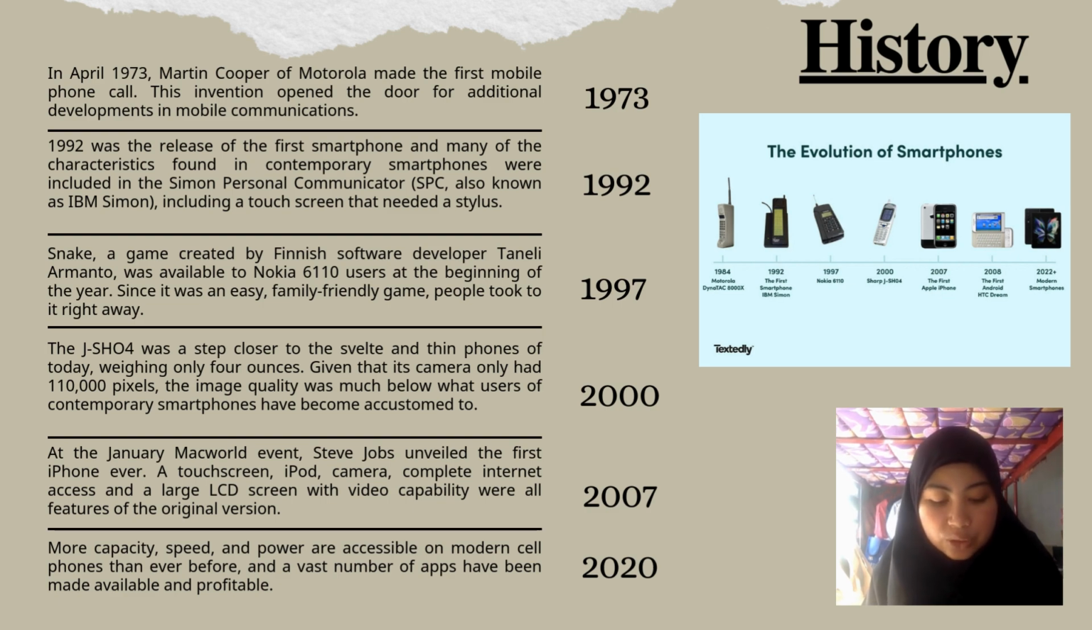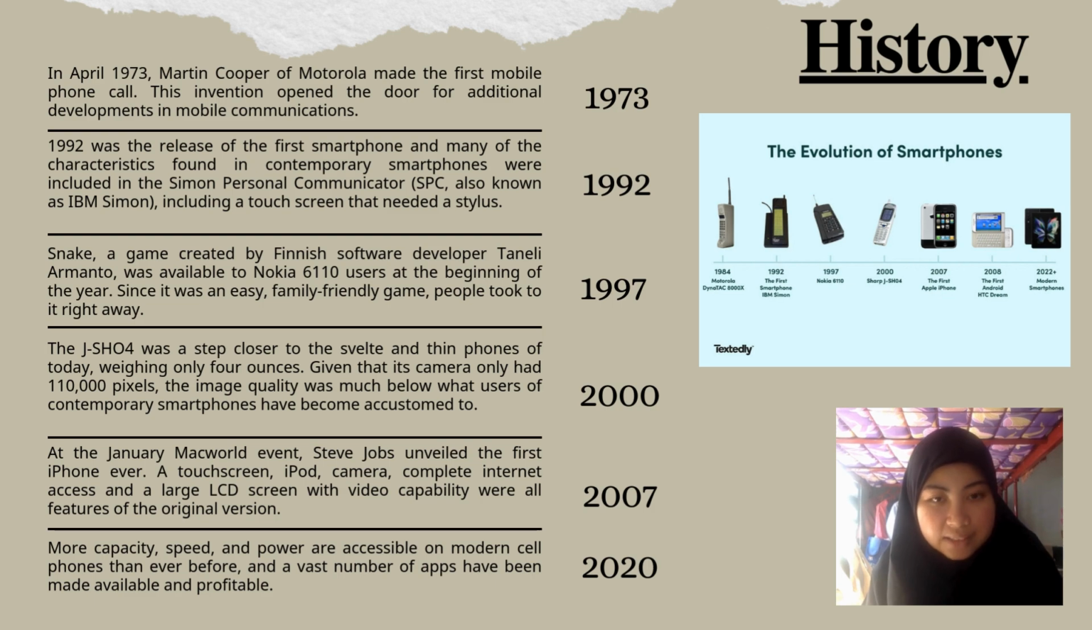And in early 2000, the JS604 was a step closer to the sleek and thin phones of today, weighing only 4 ounces. Given that its camera only had 110,000 pixels, the image quality was much below what users of contemporary smartphones have become accustomed to.